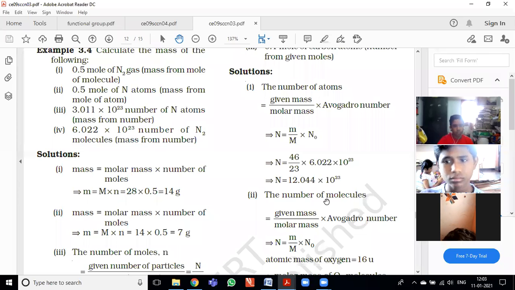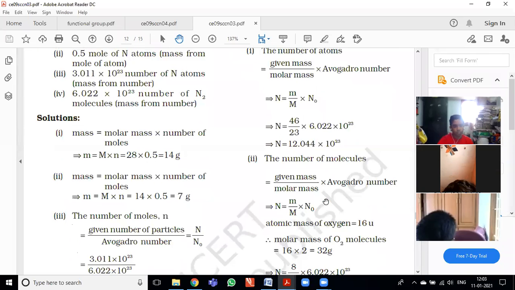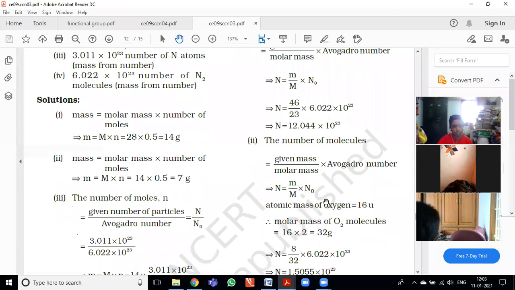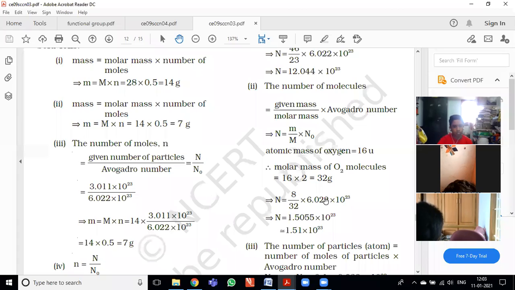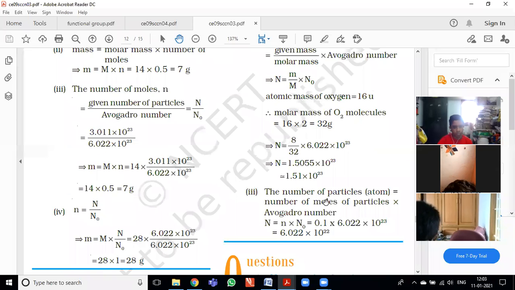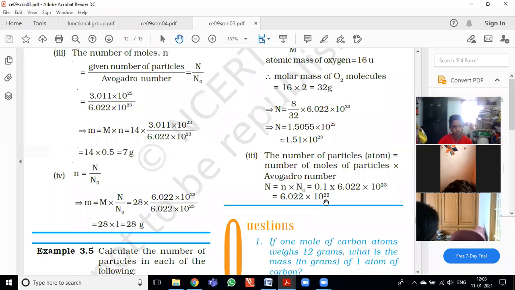And then also for nitrogen atoms, given number of particles is N. It is another type. The mass is not given here, particles are given. So you can use the formula, given number of particles by Avogadro number. So I get 1 by 2. After using the formula, m is equal to M into n, which is 14 into 1 by 2, so you will get the answer 7 grams. So using the formula like this, you want to find the moles.